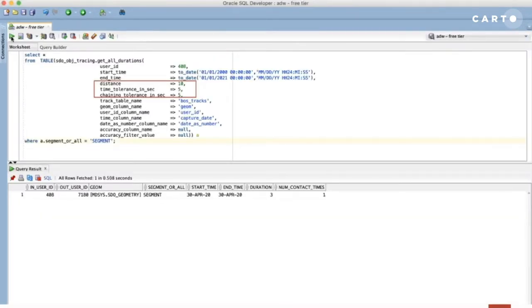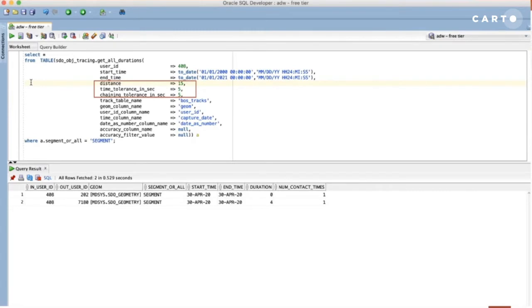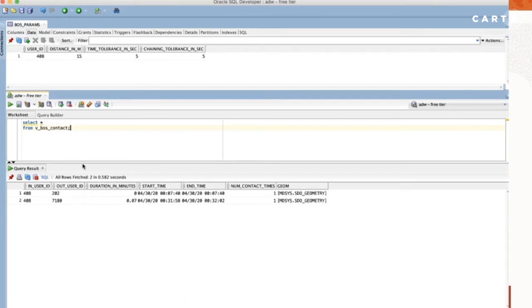We invoke the API just through straight SQL, and we supply it the parameters: who it is that we want to identify contact with, and what the key tolerances are. I'm just showing a few of them, the distance and time tolerances here, and we have a result where we can see who is in contact, where, the geometry tells us where, and for how long. If I change the distance tolerance, of course, I'm going to get a slightly different result. And we can now go and look at a different person altogether.